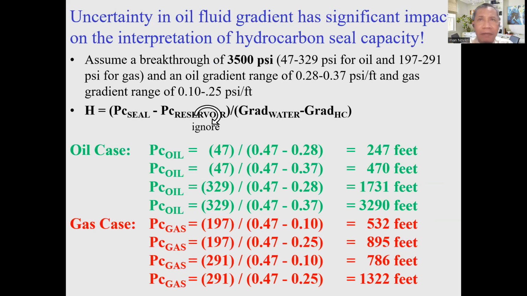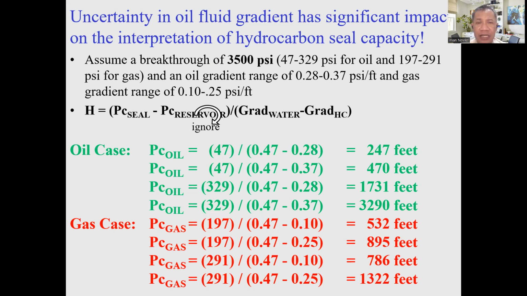The calculation of capillary pressure, PC, for the oil and gas cases is based on the breakthrough pressure values and the gradient range. The formula H equals PC seal minus PC reservoir, divided by gradient water minus gradient oil or gas, is used to calculate the hydrocarbon seal capacity. The calculated PC values for different scenarios are provided for both.